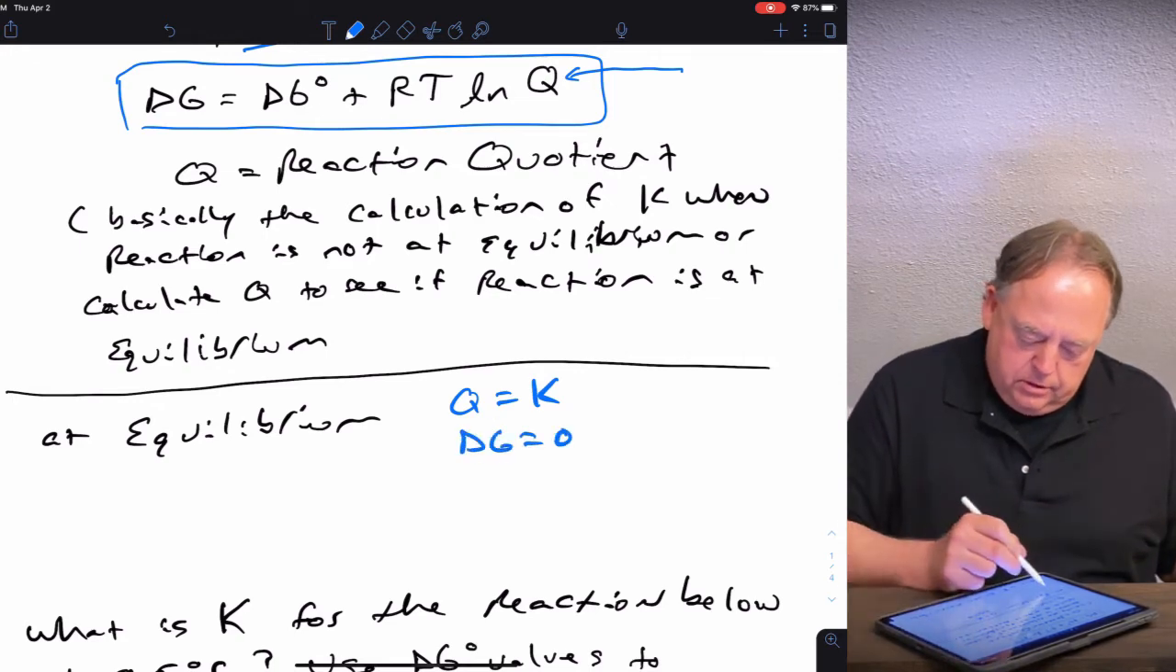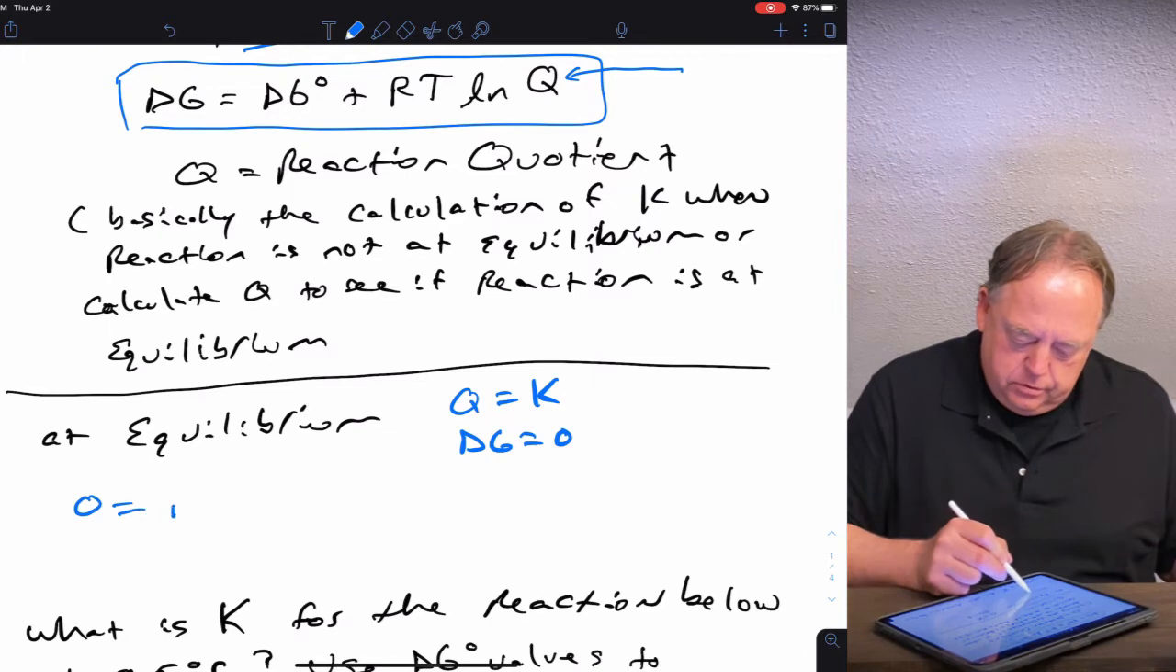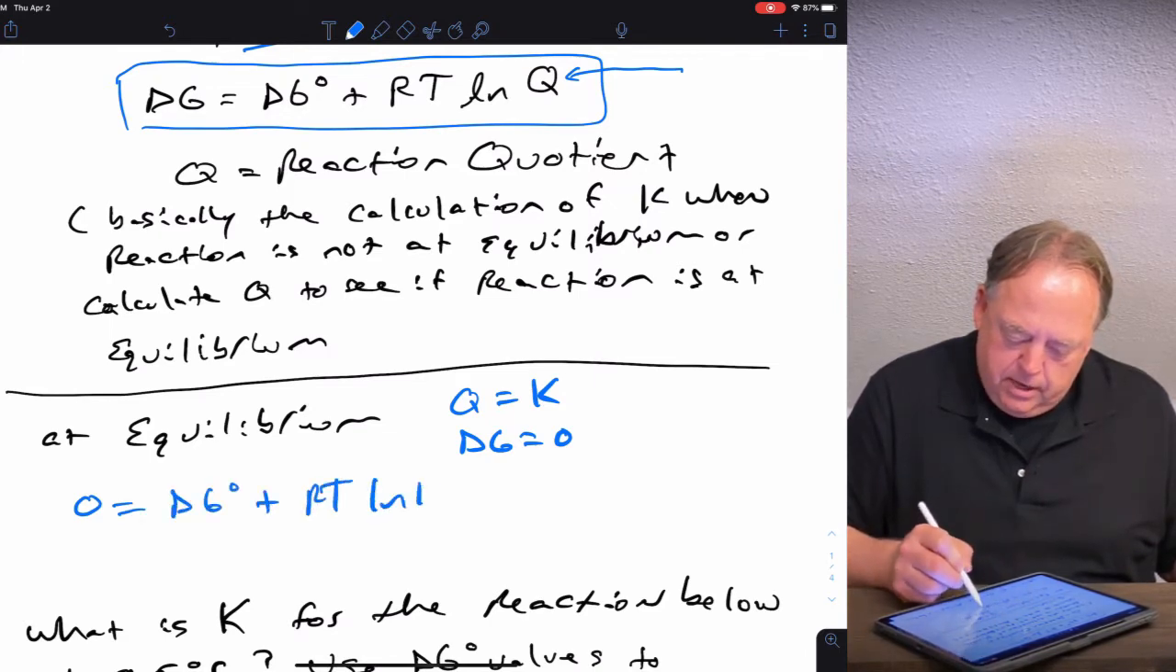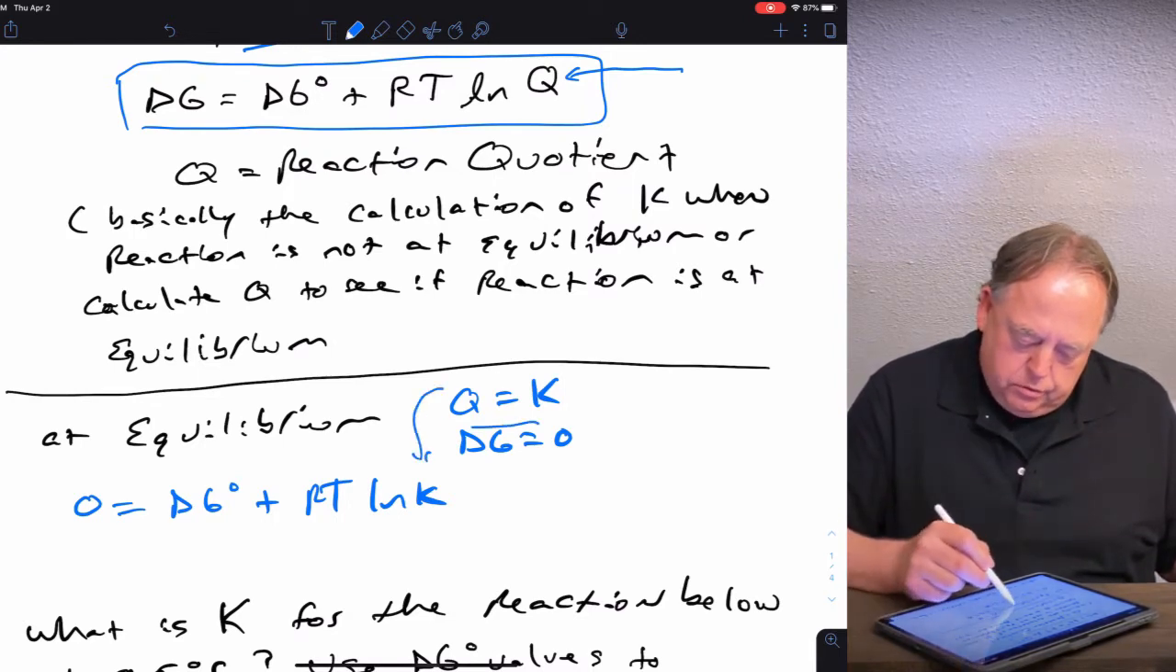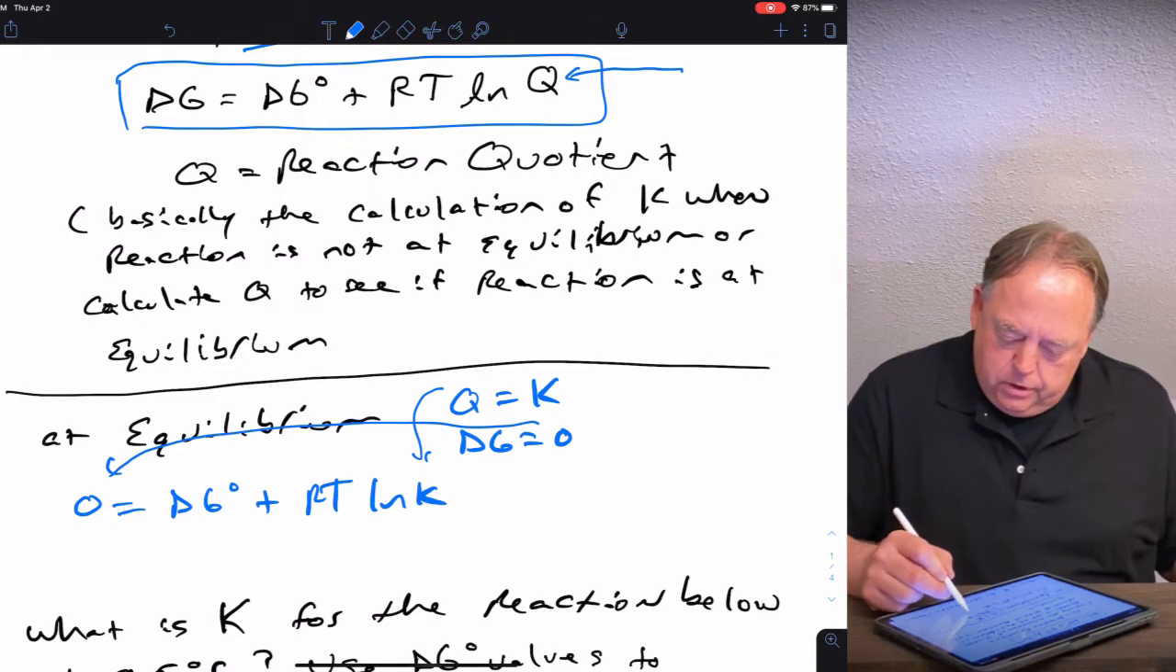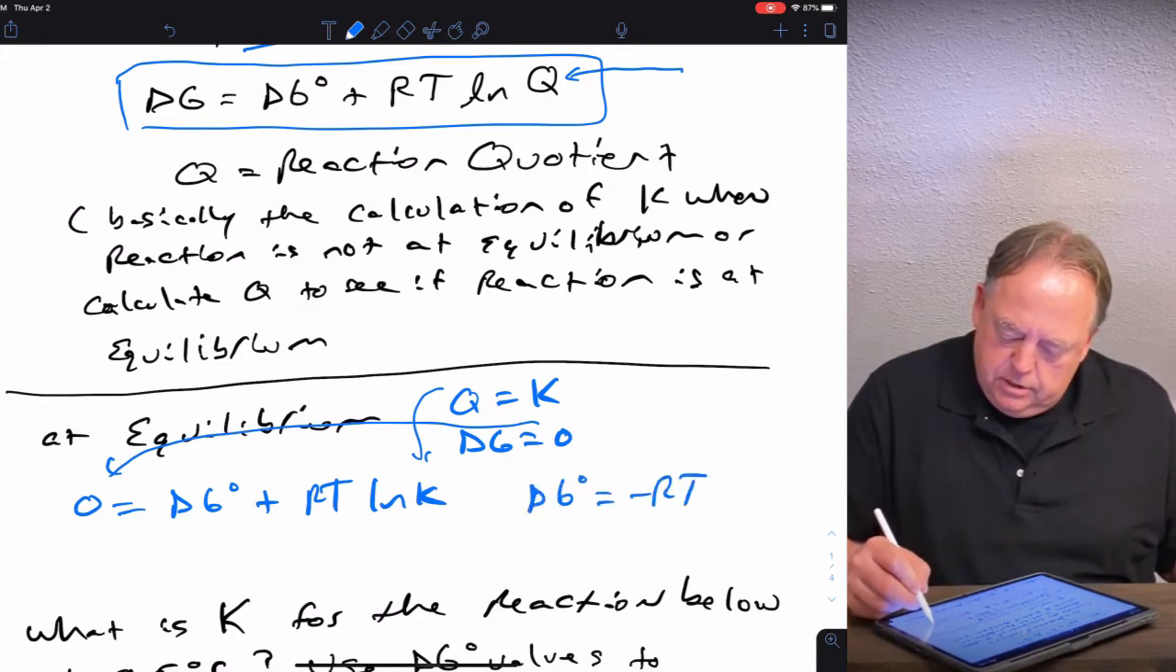If we plug those into this equation, 0 equals delta G naught plus RT ln of K. If we plug K in for Q and delta G equals 0, then we can rearrange this equation: delta G naught equals negative RT ln of K.